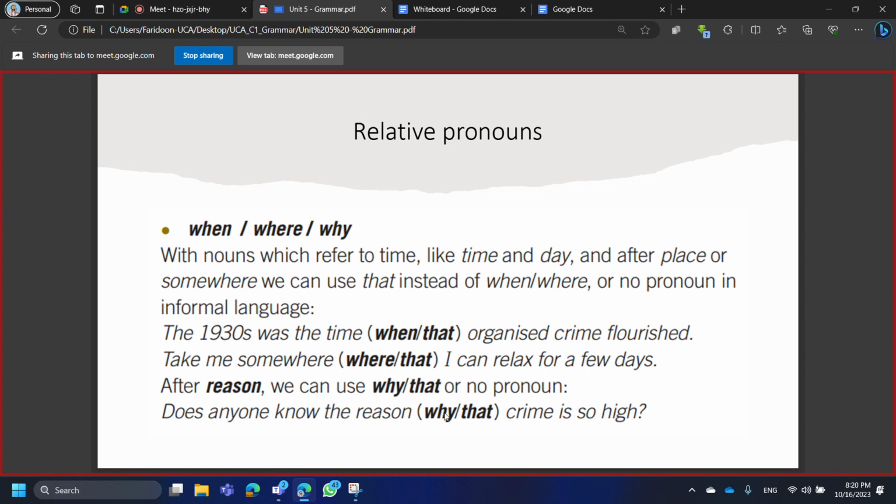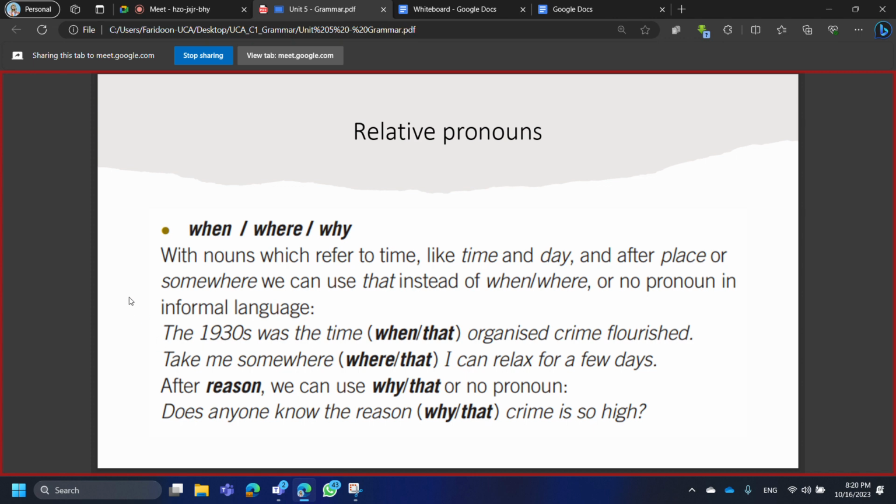For example, does anyone know the reason crime is so high? It's okay, but if you want to say it with the addition of the relative pronouns, you can say, does anyone know the reason why crime is so high? Or does anyone know the reason that crime is so high? And the same thing goes on for the other sentences that you can make in the future. For example, does anyone know the reason why laptops are so expensive now? Just a little side example for you.